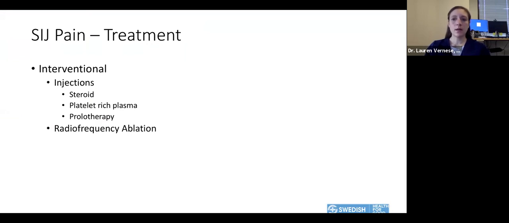Every once in a while they might. The standard approach is no more than 3 steroid injections a year. My standard approach is no more than 1 a year, just because I don't think it's truly an inflammatory cause in most of the patients I'm seeing.